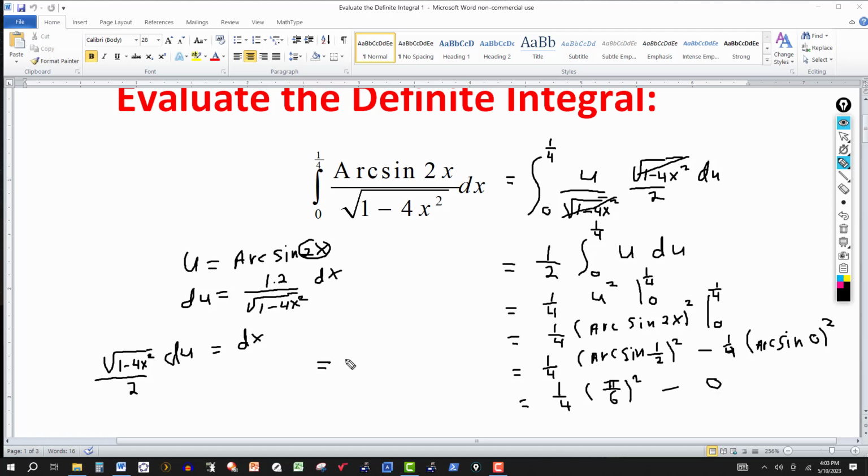So this will give us pi squared over 36 times the 1/4. So this will come out to pi squared over 144. And that's the exact answer. You could use a calculator and square the pi and then divide by 144. You get something like 0.069, but we'll leave it in this format here.